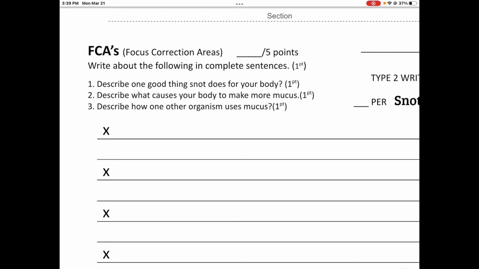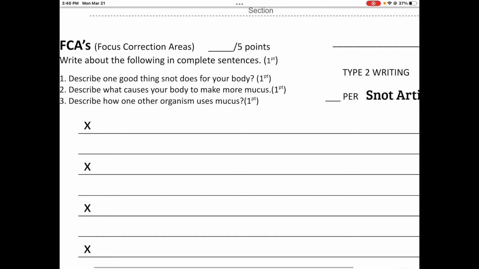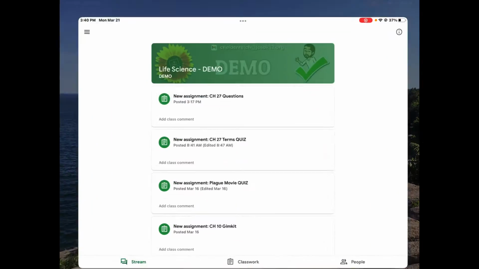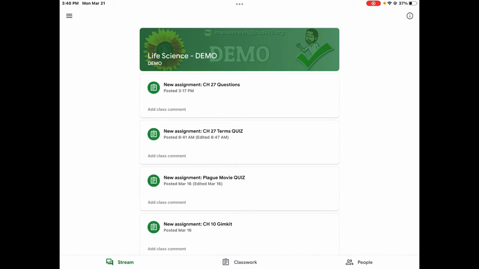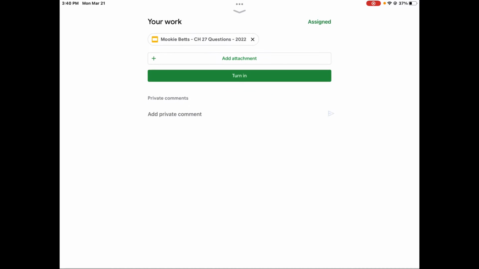Again, complete sentences. So if you give me like a 2-word answer, that's most likely not a complete sentence. And don't forget to fill in your name. This will be turned into the wooden tray. So that's the beginning of chapter 27. Well, why did we start chapter 27? We just did 10. Well, we just learned about bacteria and viruses, so I thought it would be a good time to learn about our immune system.